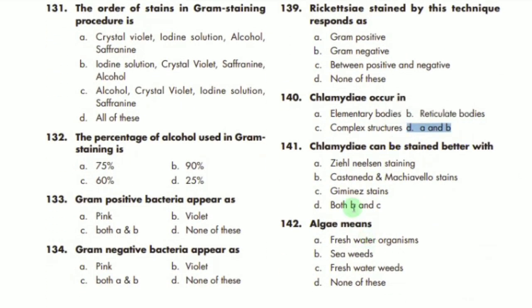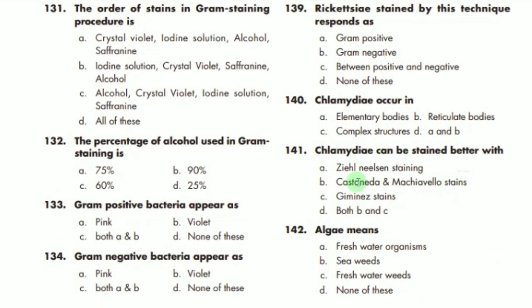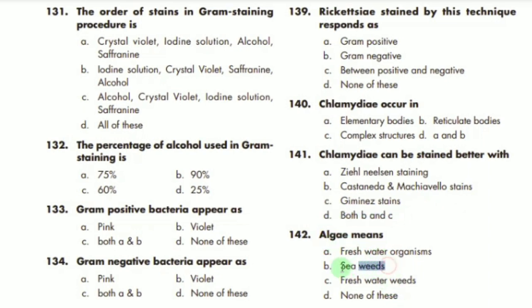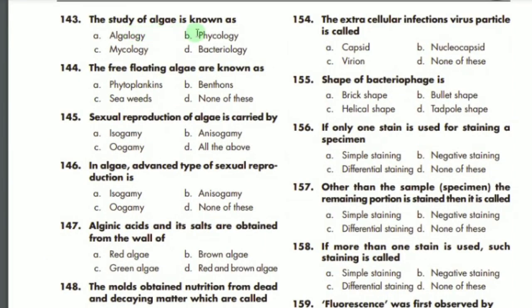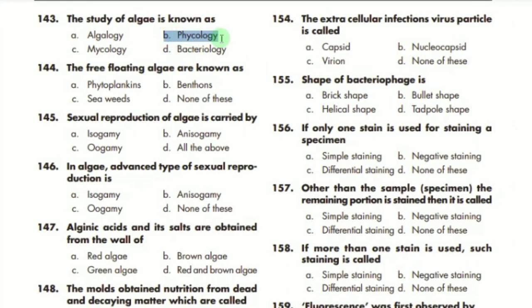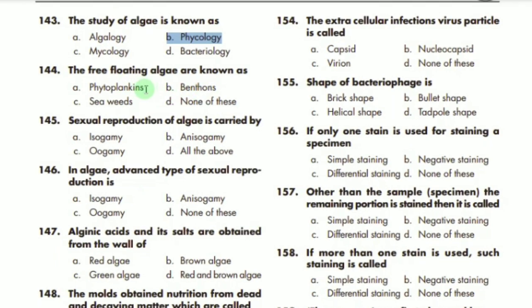MCQs 140 says that chlamydia can be stained better with, so stained with Ziehl-Neelsen staining and Castaneda and Macchiavello stain. Yeah, both B, C. D is the correct option. Algae means seaweeds. B is the correct option. The study of algae, so the study of algae is called as phycology. B is the correct option. The free floating algae is known as, option is phytoplanktons. A is the correct option.